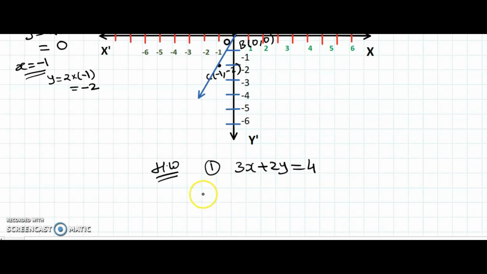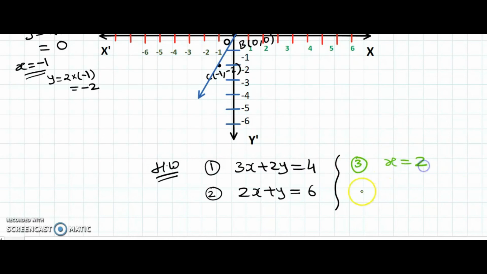One more question I'll give you which you can find out very easily. Question number 2, just find out this one also: 2x plus y is equal to 6. And some very interesting questions, if you can solve them, will be very tricky. You have to draw the graph of these two also. Question number 3, I'm marking in green: you have to draw the graph of x is equal to 2, and the fourth question, you have to draw the graph of y is equal to -3. So these last two questions will be very interesting for you.